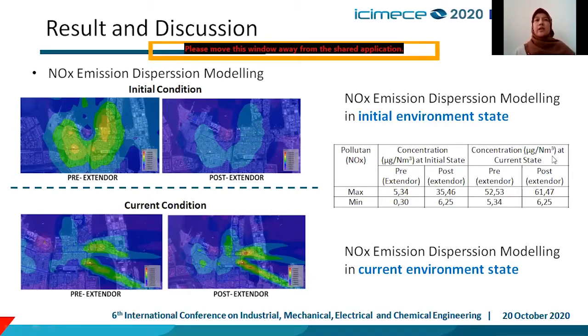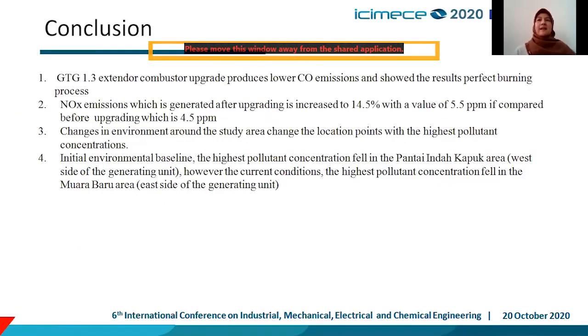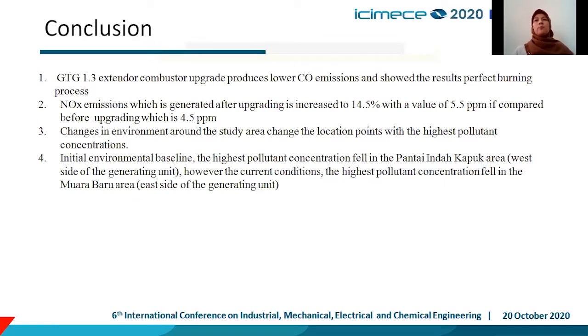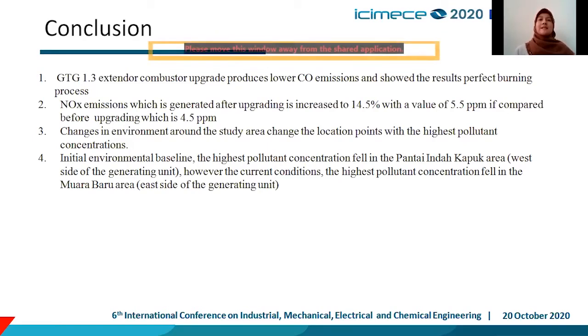And in summary, we can say that GT 1.3 extender combustor upgrade produces lower CO emission and shows the result of a perfect burning process. NOx emission, which is generated after upgrading, increased by almost 14.5% with a value of 5.5 ppm compared to before upgrading, which is 4.5 ppm.